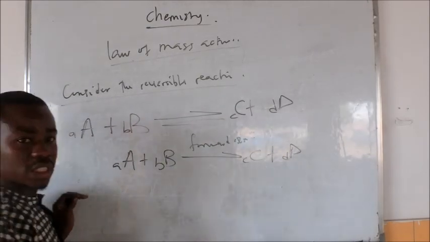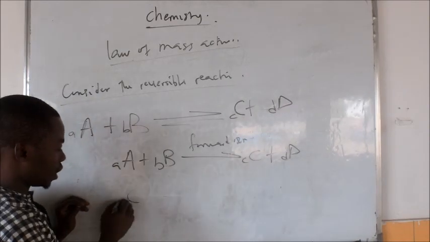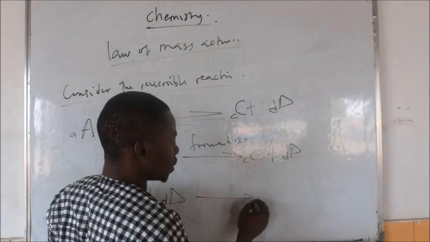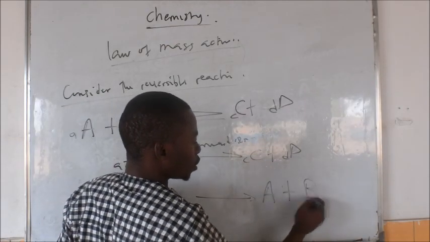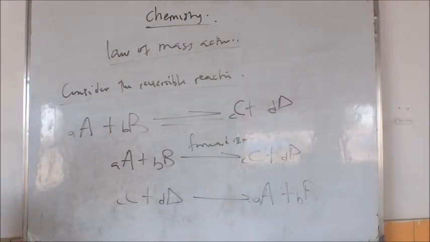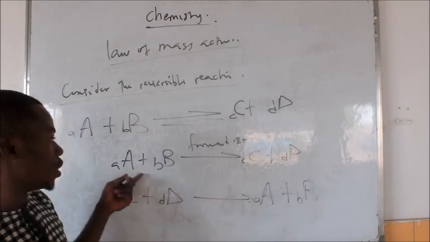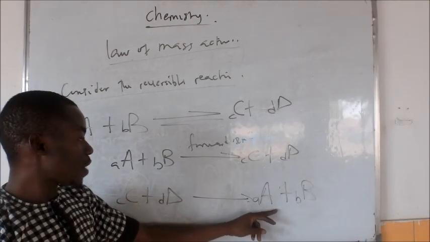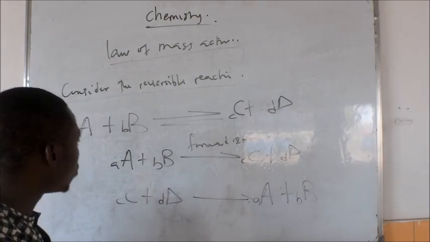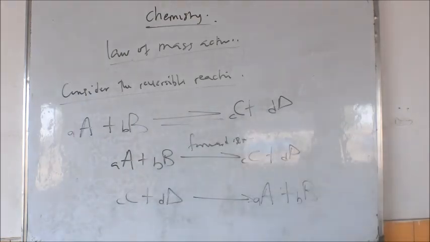What if it is the backward reaction? This one will not be the reactant because it's not going from here. You now have C plus D to give A plus B, with small letter a and small letter b. So for forward, this will be the reactant. For backward, this will not be the reactant. Are you getting it now?